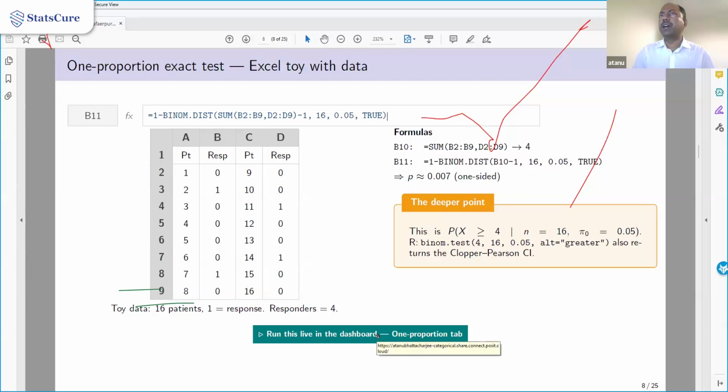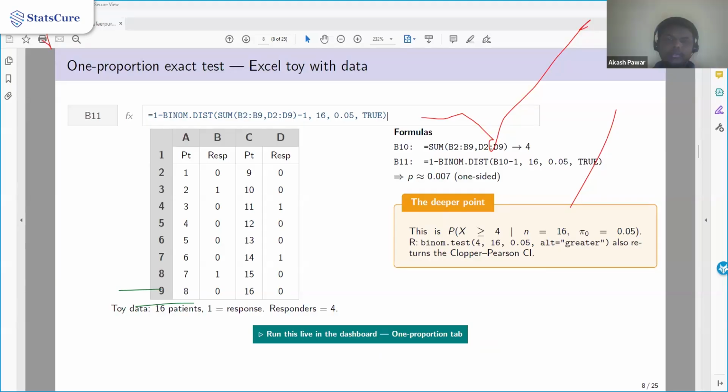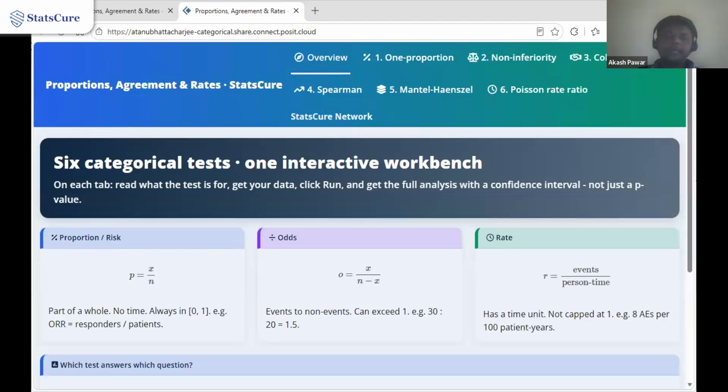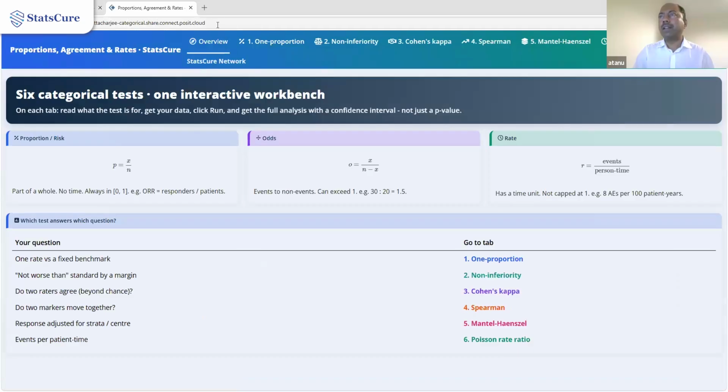Could you see my dashboard now? Anyone can confirm? No, sir. No? Okay, let me share again. Could you see now? Yes, perfect.